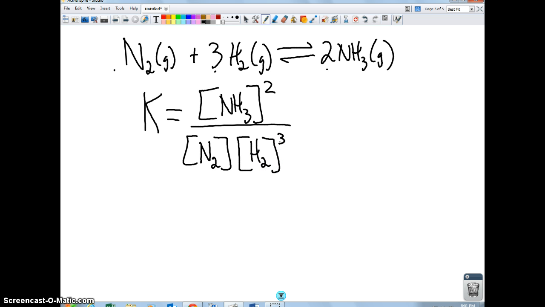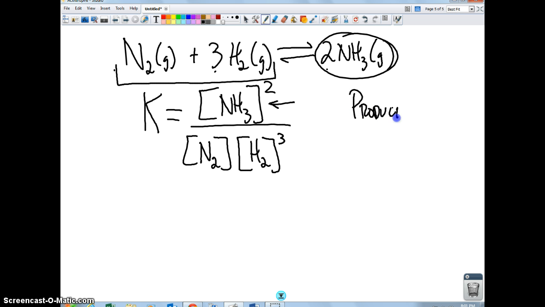All we're doing is we're taking products, those things on the right-hand side of the equation, and they go on the top of our fraction. We take any reactants that are given, and they will always go on the bottom. It is always, always, always products over reactants, raised to the power of their coefficients.